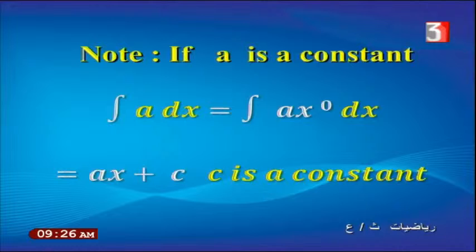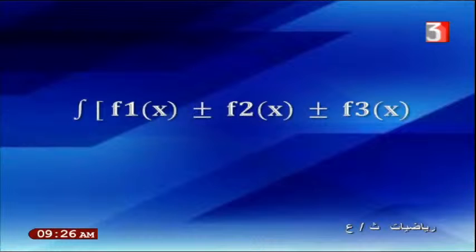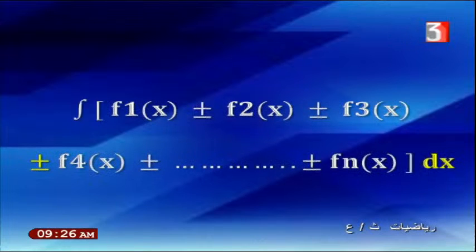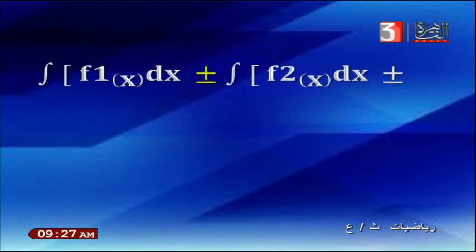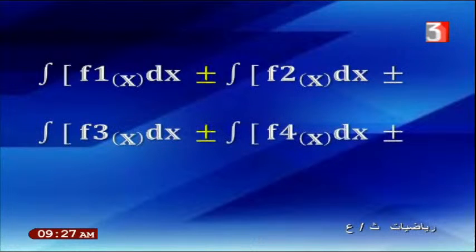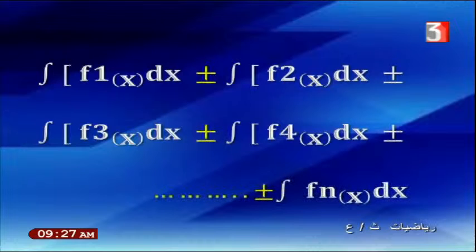c is a constant. Note number 4: the integration of f1(x) plus or minus f2(x) plus or minus f3(x) plus or minus and so on to fn(x) dx. The integration of f1 plus f2 plus f3, whatever the number of functions, equals the integration of f1(x) dx plus the integration of f2(x) dx plus the integration of f3(x) dx and so on to the integration of fn(x) dx.